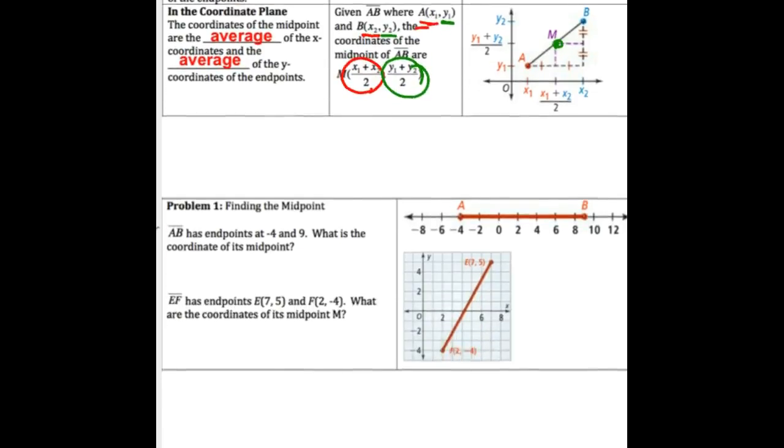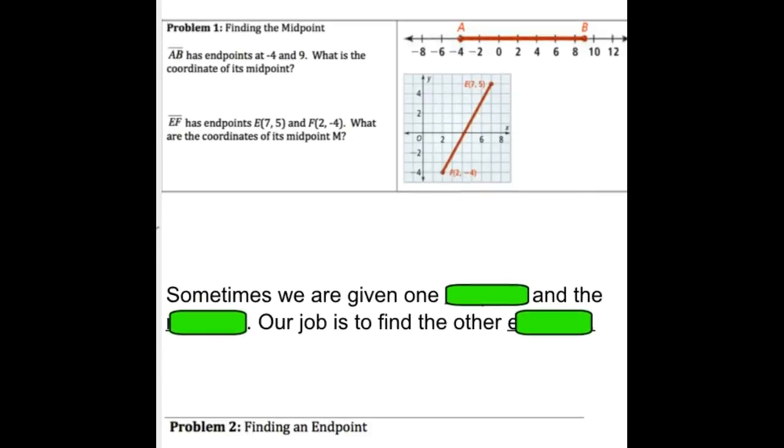Let's figure that out. Problem 1, finding the midpoint. Segment AB has the endpoints at -4 and 9. What is the coordinate of its midpoint? This is on a number line, so we're just going to average the two endpoints. A is at -4 and B is at 9. We're going to go -4 plus 9. That's going to give us a total of 5. We then take that 5, divide it by 2. We get the midpoint to be at 2.5.